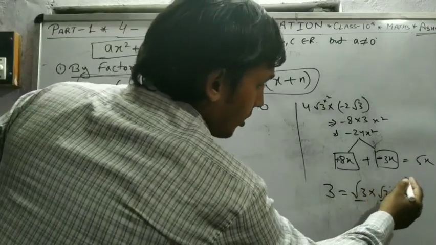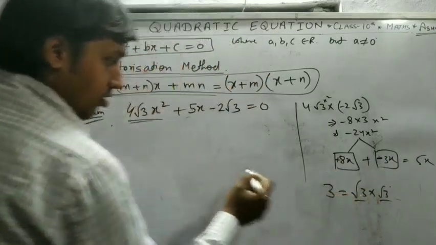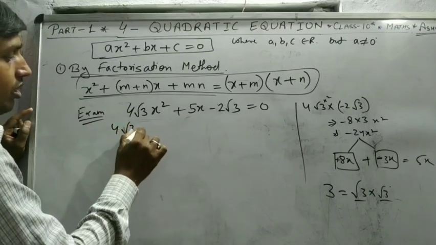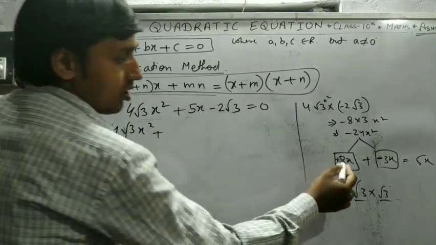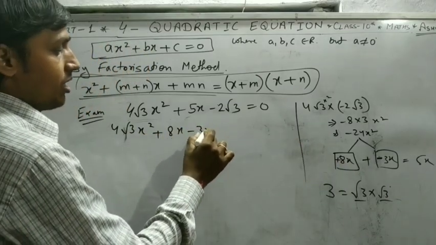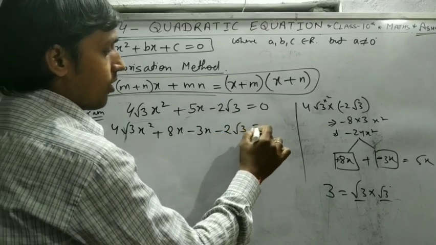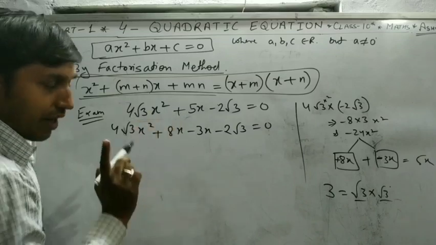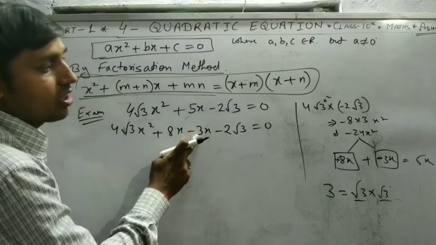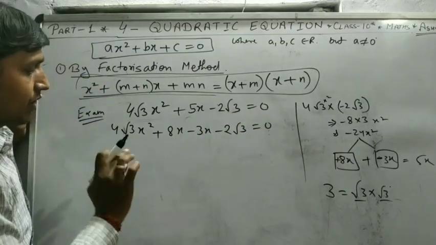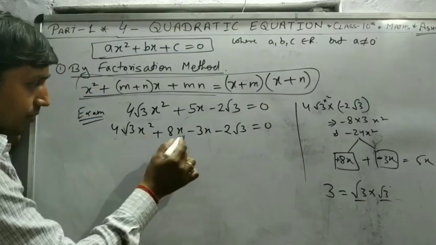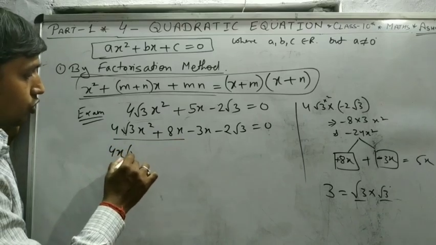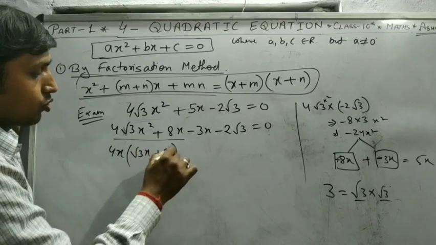So let's verify both cases. Then put here 4 root 3 x square plus 8x minus 3x minus 2 root 3 is equal to 0. 8x minus 3x is equal to 5x. 8x into minus 3x is minus 24x square. Both are verified. And common between these two terms, 4x is common. So root 3x plus 2 is common.